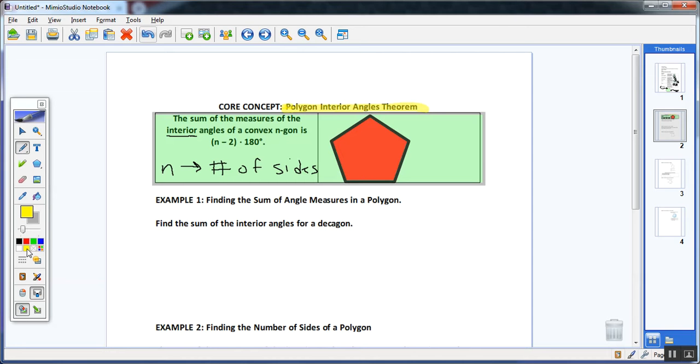The sum is the number of sides minus 2, times 180. Why is that? Because you can make it into triangles.